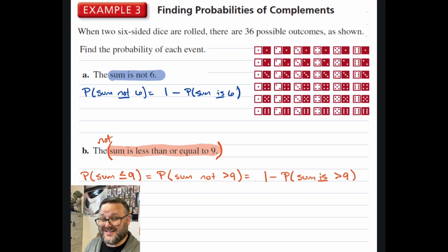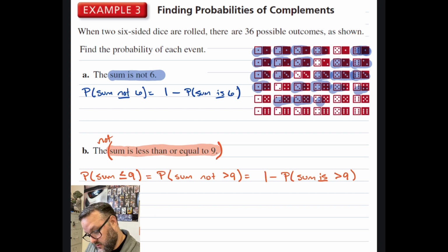The first one is the sum is not 6. If you look at it, the sum is not 6 there, nor here, nor here, nor here. It is 6 there. It's not here, here, here, here. As you can see, there's going to be a lot to look at. I'm just going through and highlighting them all so you can see all those blue ones is the probability that it's not 6.